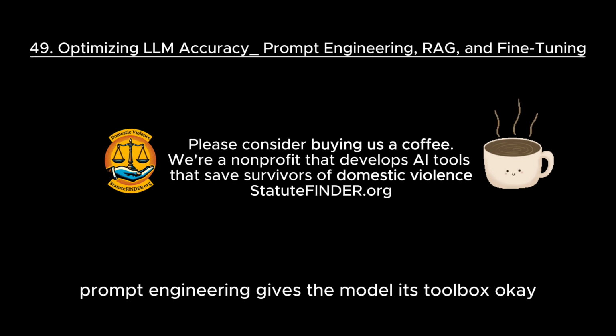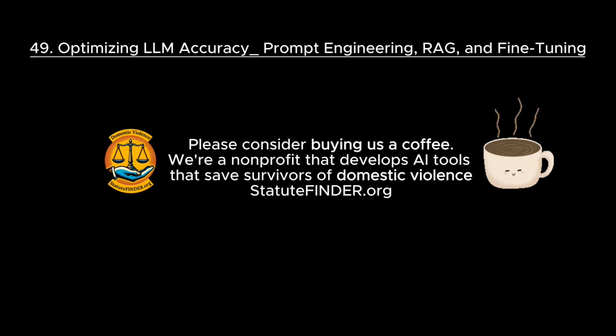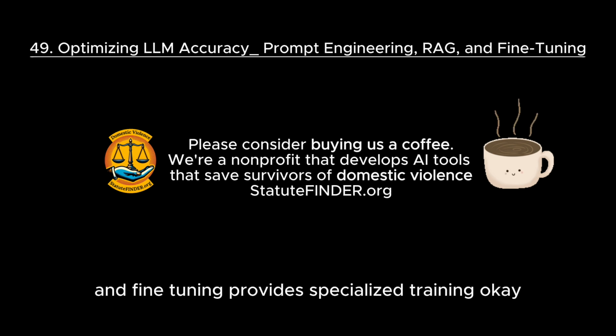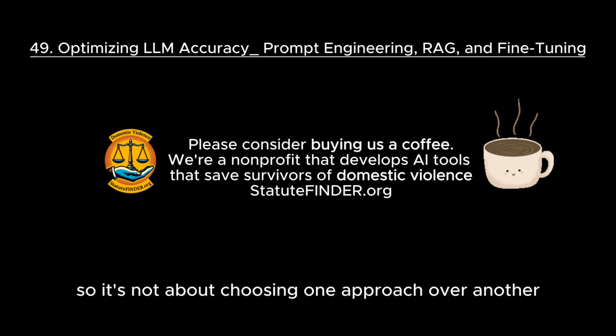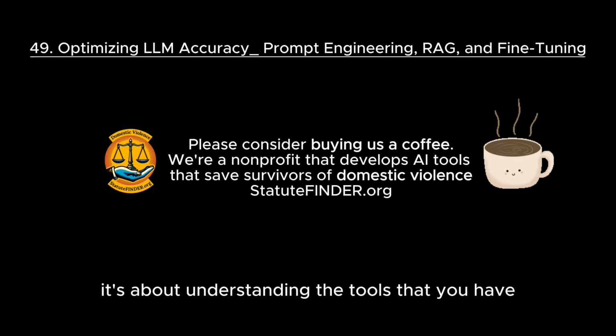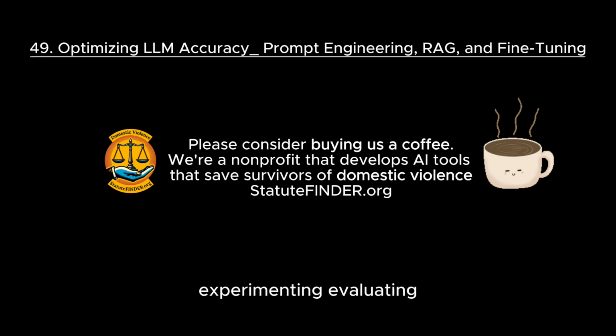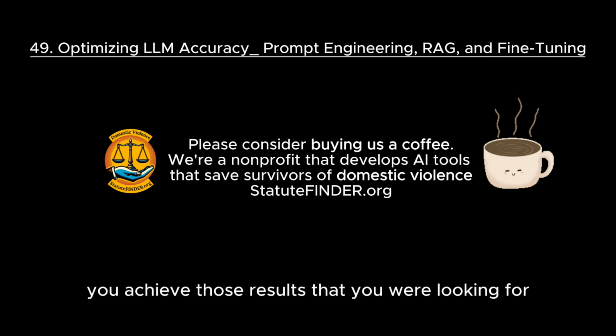Prompt engineering gives the model its toolbox. RAG grants it access to this vast library of external knowledge. And fine-tuning provides specialized training. When you combine those elements, you really are equipping the model for success. So it's not about choosing one approach over another. It's about finding the right blend for your specific needs. Exactly. That's where the art and the science of LLM optimization really come together. It's about understanding the tools that you have, experimenting, evaluating, and iteratively refining your methods until you achieve the results that you were looking for.